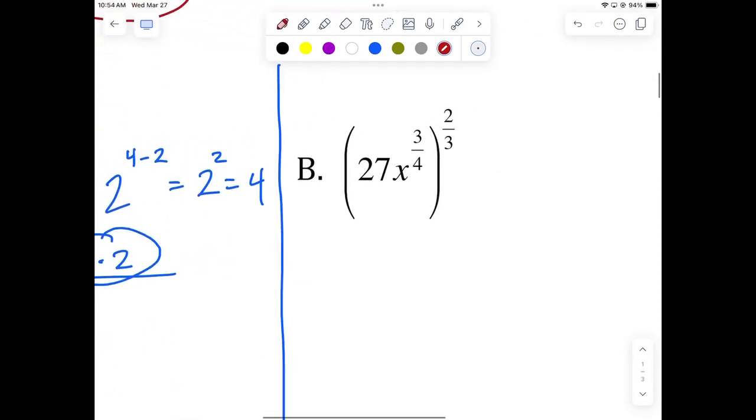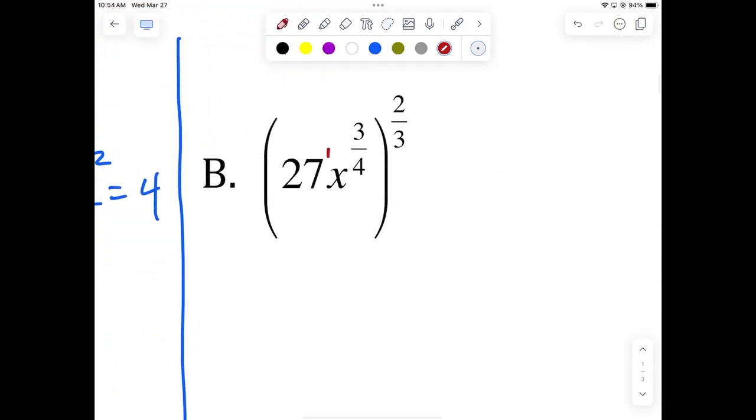All right, letter B. We have two factors, 27 to the first and x to the 3/4. So notice what I did there. I added the 1 on the 27. It's all to the 2/3 power. So what do we do with the 2/3 to each of the exponents? Distribute. So we get 27 to the 1 times 2/3 is 2/3, and x to the.